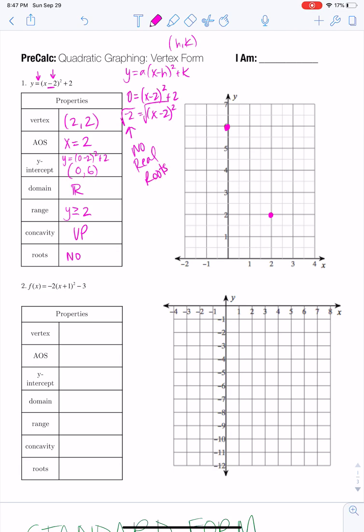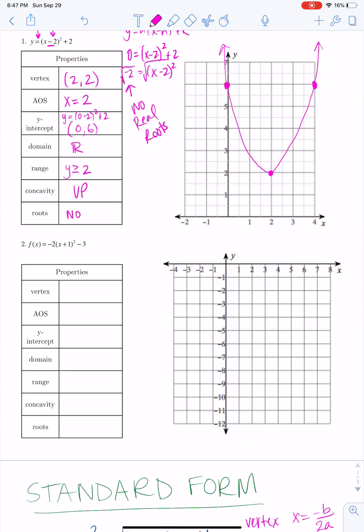Then I can use symmetry and plot this other point right here, because I know that my axis of symmetry is at x is equal to 2. And I can nicely sketch my concave up function. We'll do this one more time with this example that's down here. My vertex here is (-1, -3). So (-1, -3) is my vertex, and my axis of symmetry is at x is equal to -1.